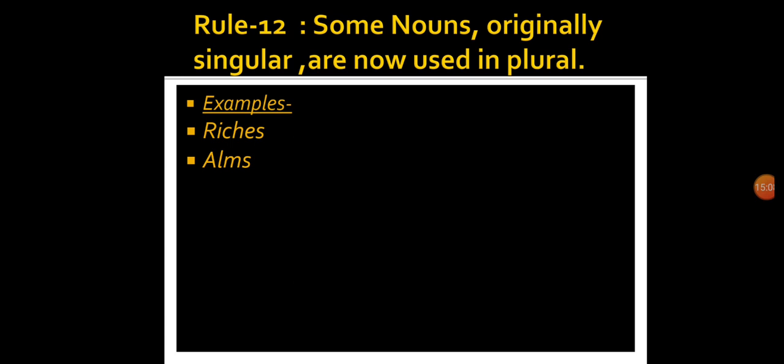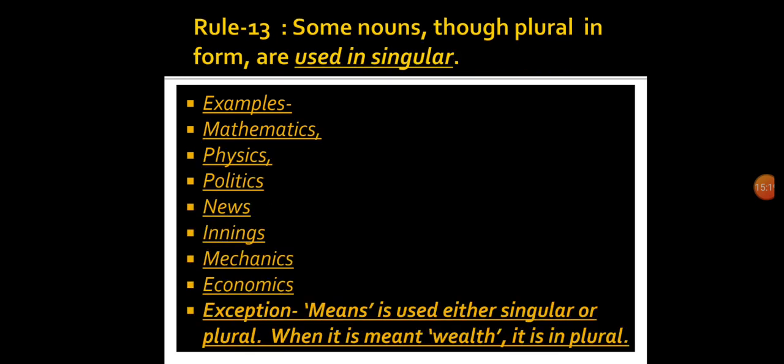Now see rule 12. Some nouns originally used in singular but now they are used in plural form. They are riches, alms. Now see rule 13. Some nouns, though plural in form, are used in singular. Examples are mathematics, physics, politics, news, innings, mechanics, economics. All these words appear that they are plural, but they are used in singular number or singular form.